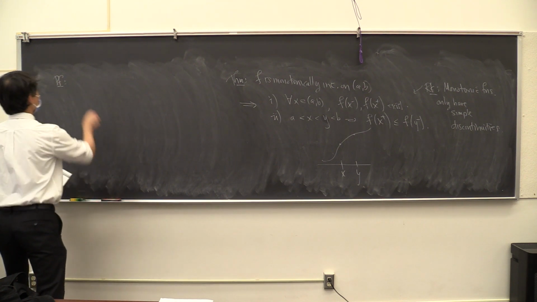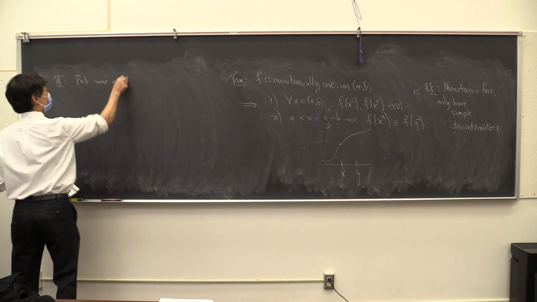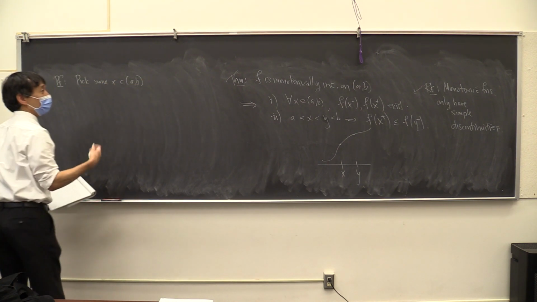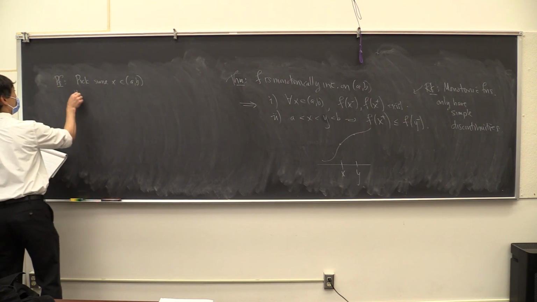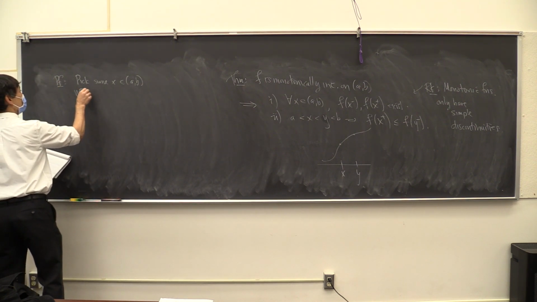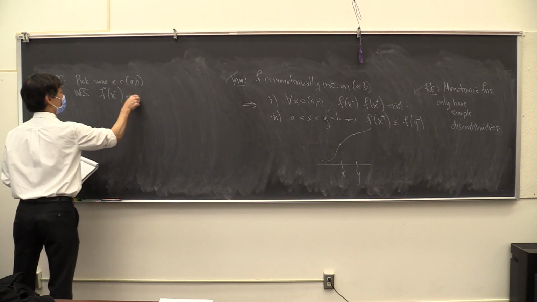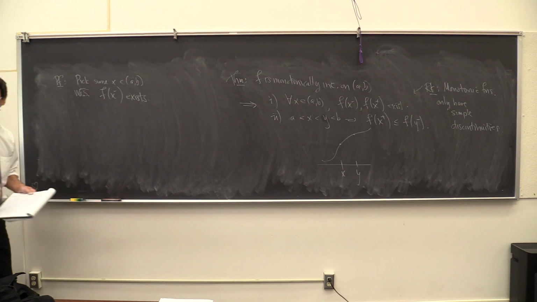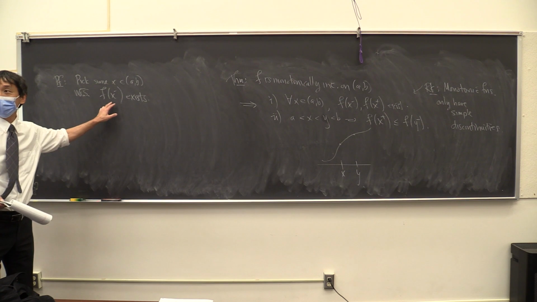Okay, so let's pick some x in (a, b). We want to see that the limit exists. We want to show that there's some left-handed limit, that the left-handed limit exists, and you can kind of guess what we're going to do, right?